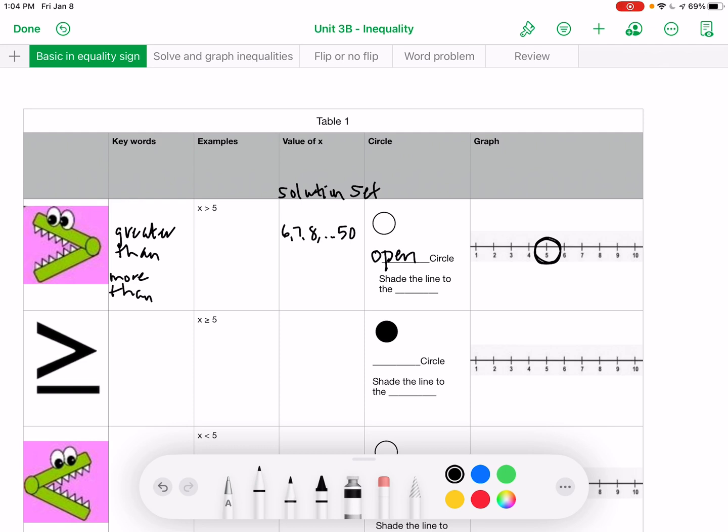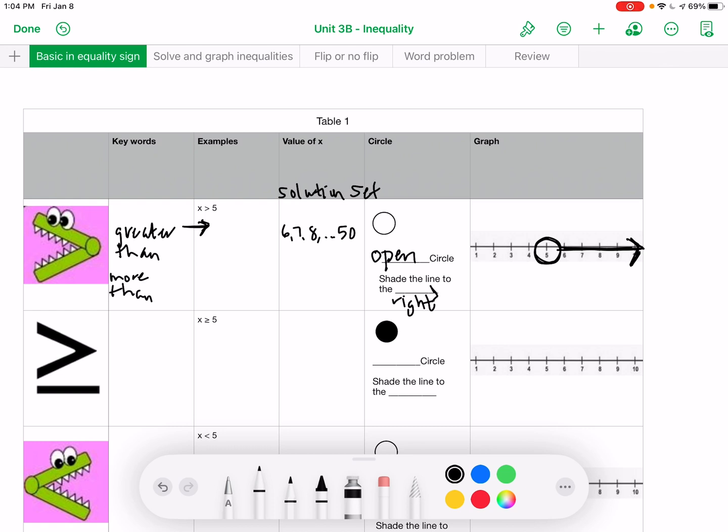So if you look at the greater than sign, when I recopy it, it is pointing to the right. I'm going to add a little arrow on over there. And you're going to go, oh, that's how our arrow is going to look. And now I'm going to shade in my arrow. And I have just graphed this inequality. X is greater than 5. Shade the line to the right, the same way that your greater than or your more than symbol is pointing.